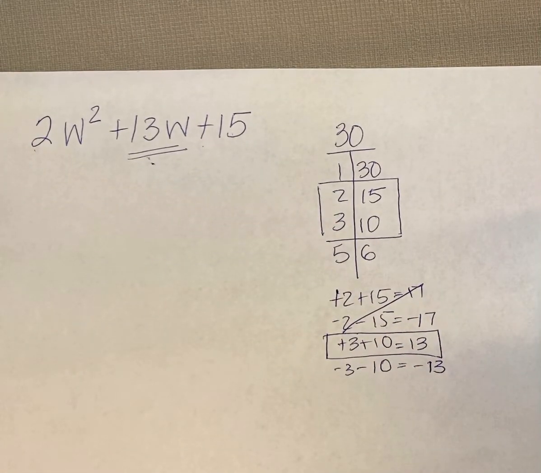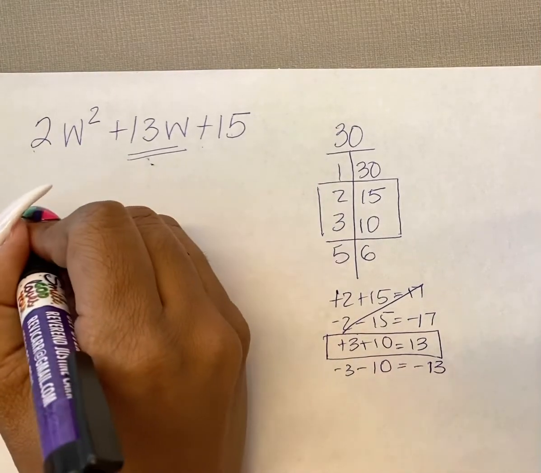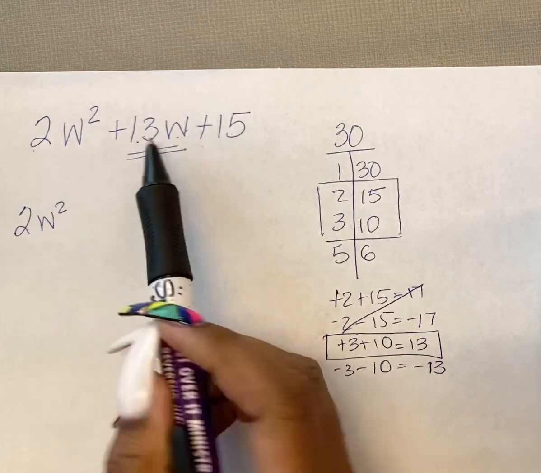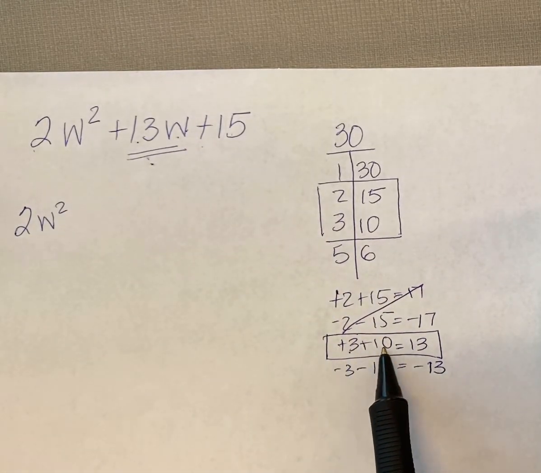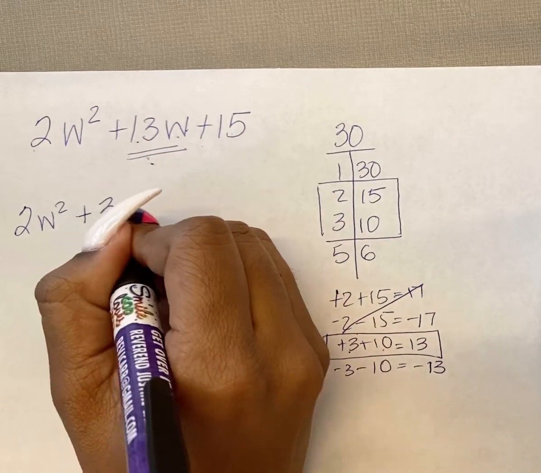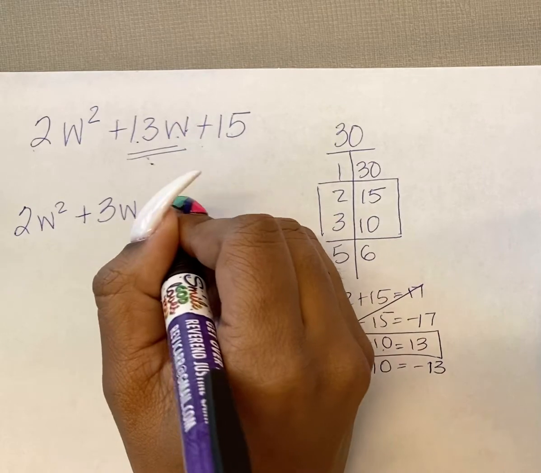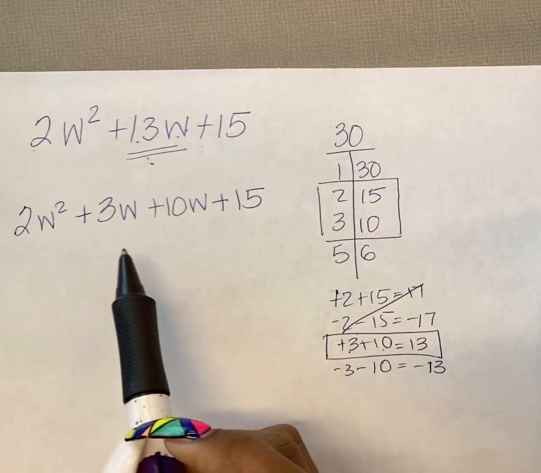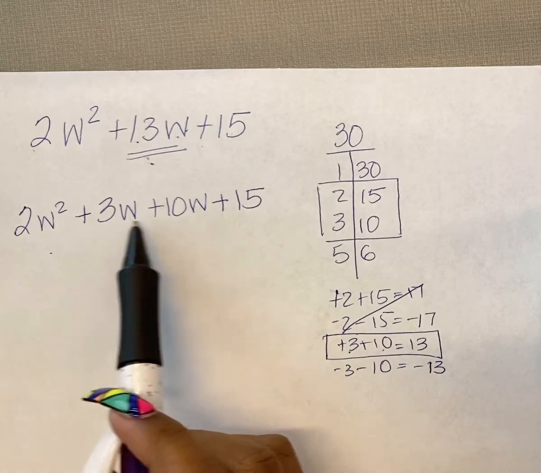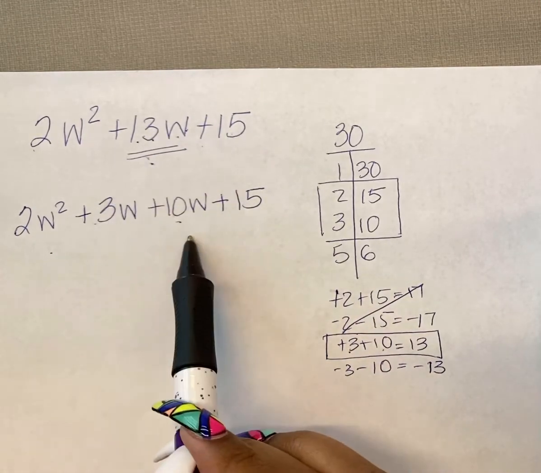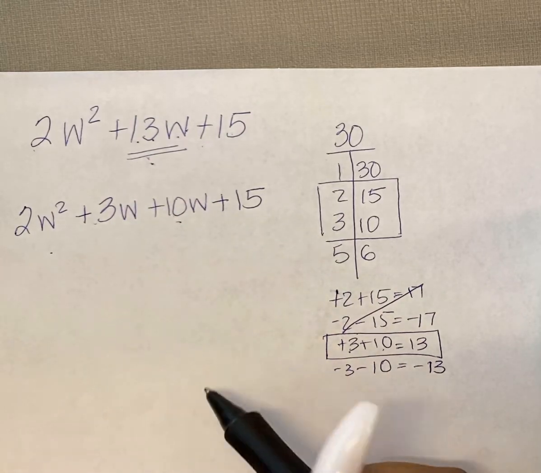In the area method, this is when you would draw your box. But now instead of drawing the box, what I'm going to do is take my positive 13W, which came from the positive 3 and the positive 10, and I'm just going to expand it. I'm going to write this as positive 3W and positive 10W, and then bring down the 15. If we were simplifying, we would combine these to give us the 13, but now we're doing the opposite, breaking it down into two terms.